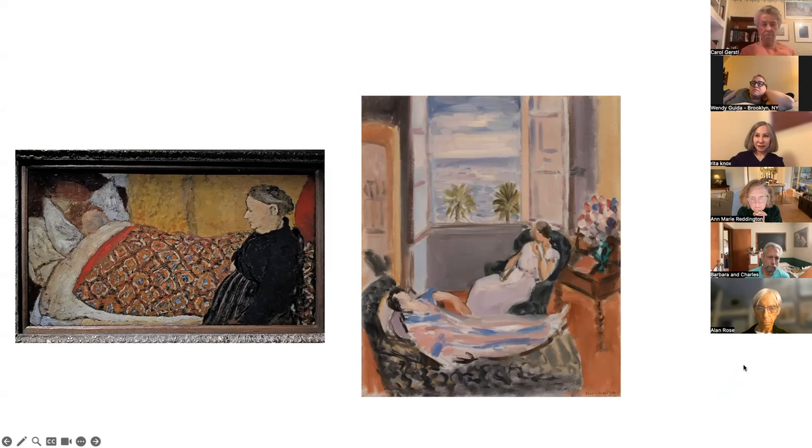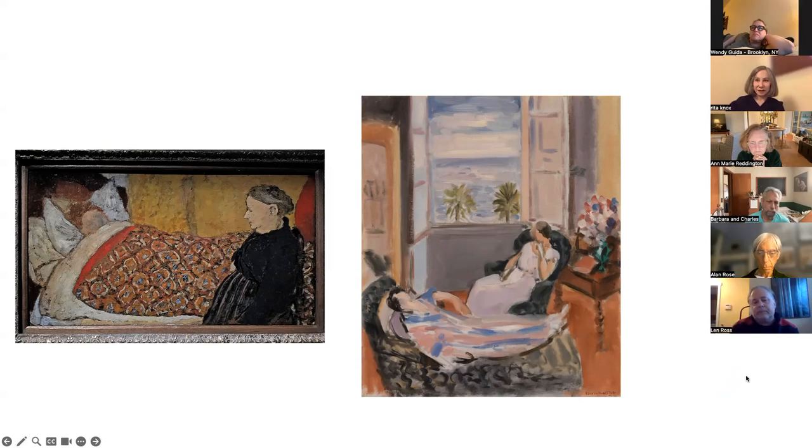Matisse also shows a woman who may be convalescing, in this case, his daughter Marguerite, who had health issues throughout her life and in 1920 underwent surgery to repair a scar on her neck. This painting was started a year later, so we can imagine that Marguerite still needs lots of rest, or maybe she is simply relaxing and enjoying a cool breeze on a summer day.